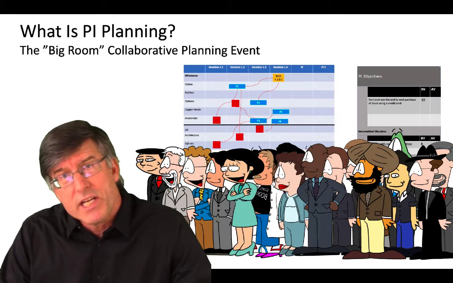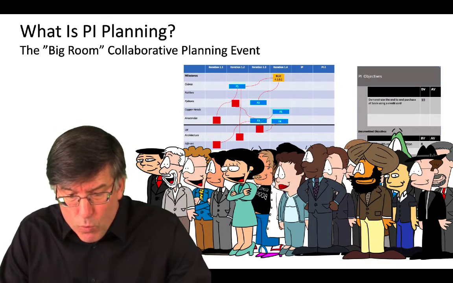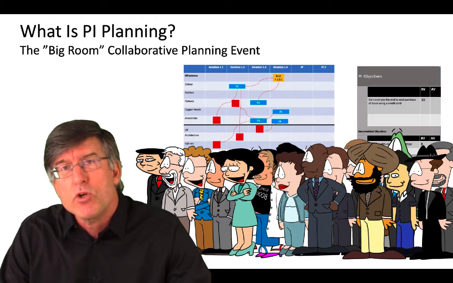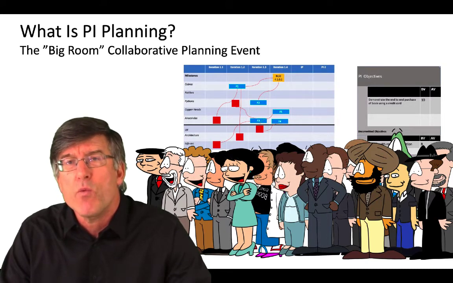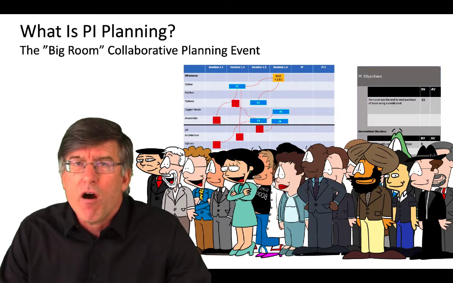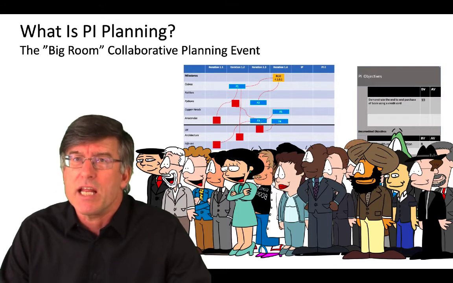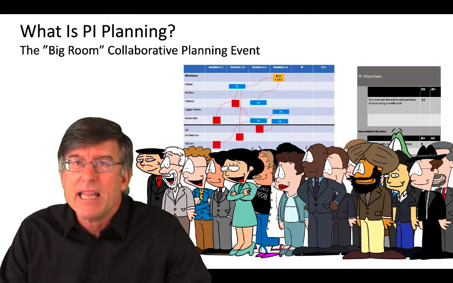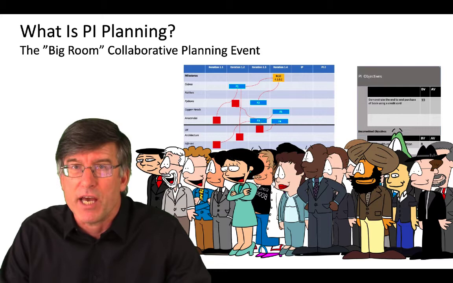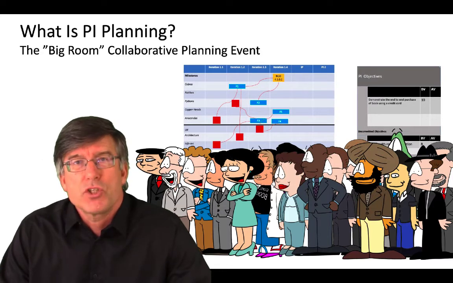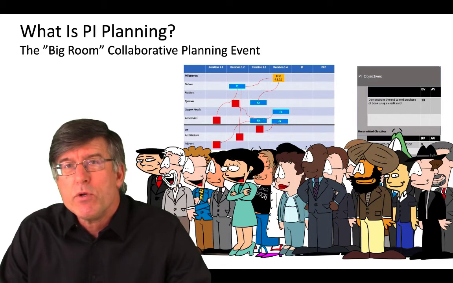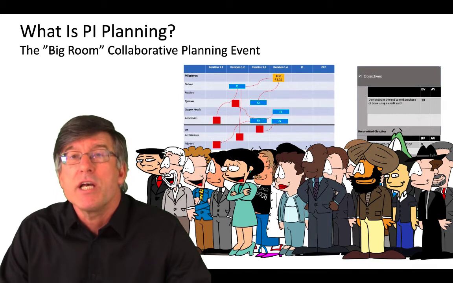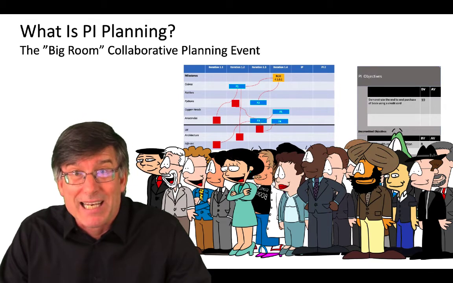So what is PI planning then? Well, it's the big room collaborative event. This is where we get everyone on the Agile release train into the room and plan the next program increment together. I mean, what a simple idea. Get everyone who's got a stake and needs to work together into a room to plan together.